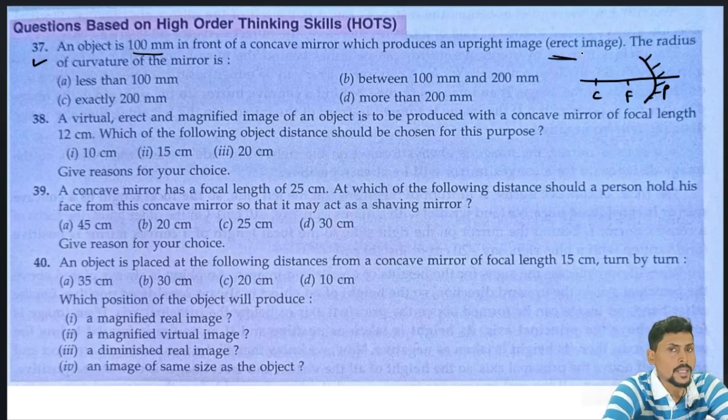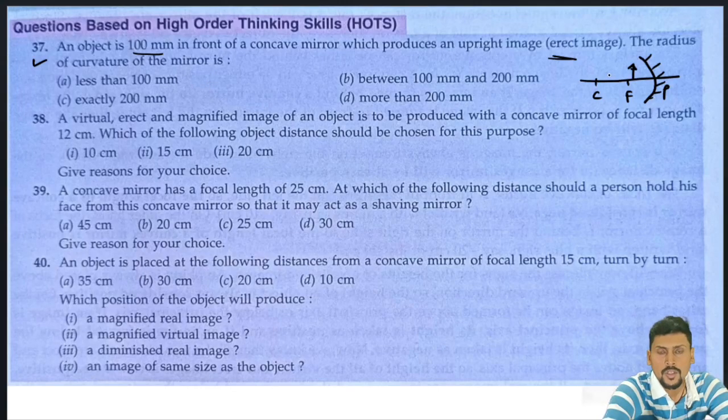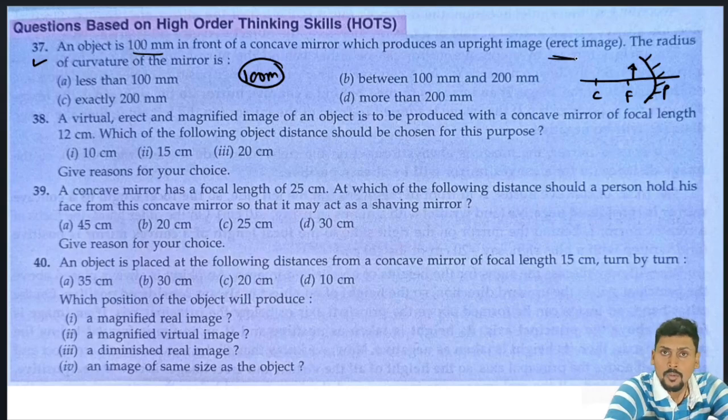We know that an erect image means a virtual image. If a concave mirror produces a virtual image, it means the object is in between the pole and focus. So the object must be somewhere here in between pole and focus. Okay. Then the radius of curvature of the mirror is dash. What will be the radius of curvature of this concave mirror? Look, the object distance is given as 100 millimeter. We saw that if a virtual and erect image is formed, then the object must be in between pole and focus.